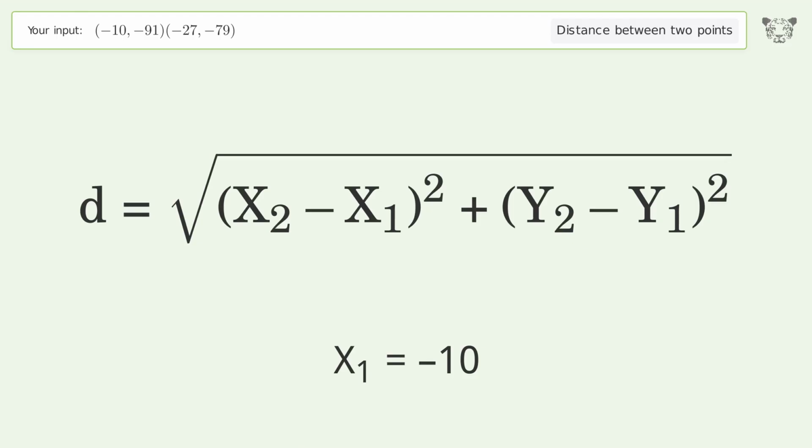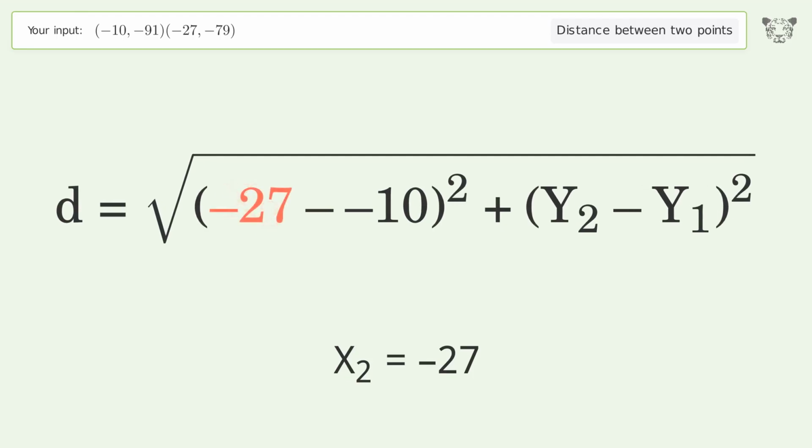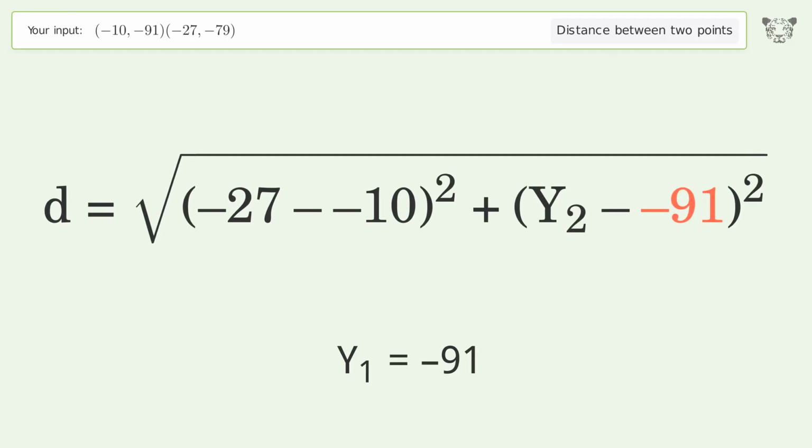x1 equals -10. x2 equals -27. y1 equals -91. y2 equals -79.